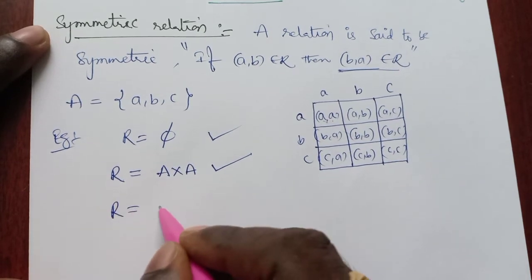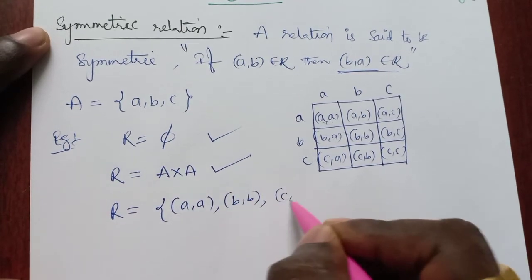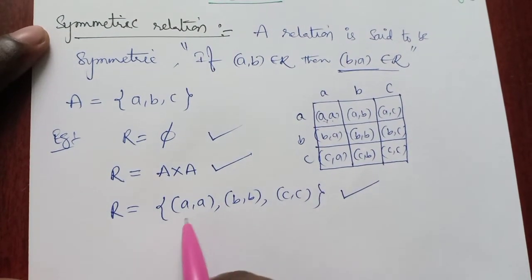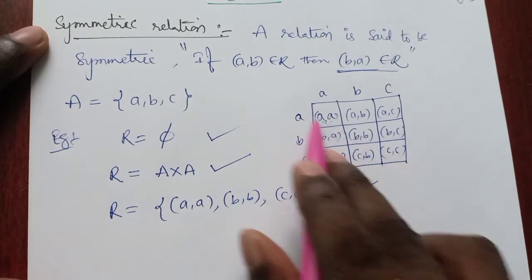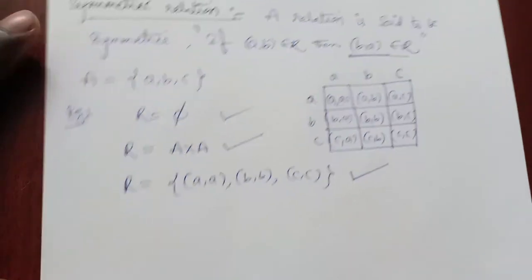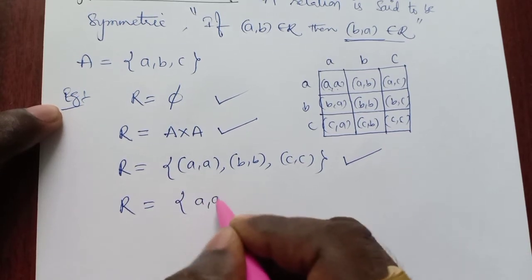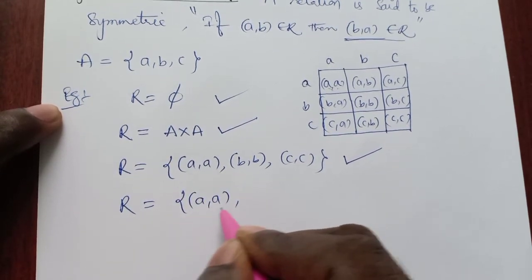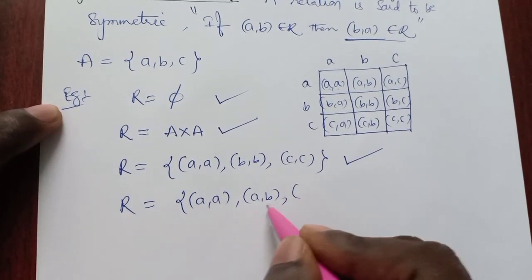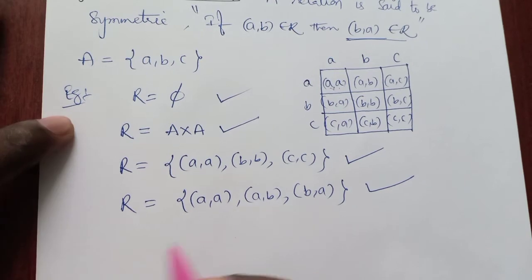Now coming to the next one, (a, a), (b, b), and (c, c) definitely say yes. Why? Because every diagonal element obeys the symmetric rule. Why? Because if you interchange the elements, we get the same value. That is also present in the relation. Now coming to the next one, (a, a), no problem with (a, a). (a, b): so if (a, b) is there, then we must have (b, a). So it is a symmetric relation.